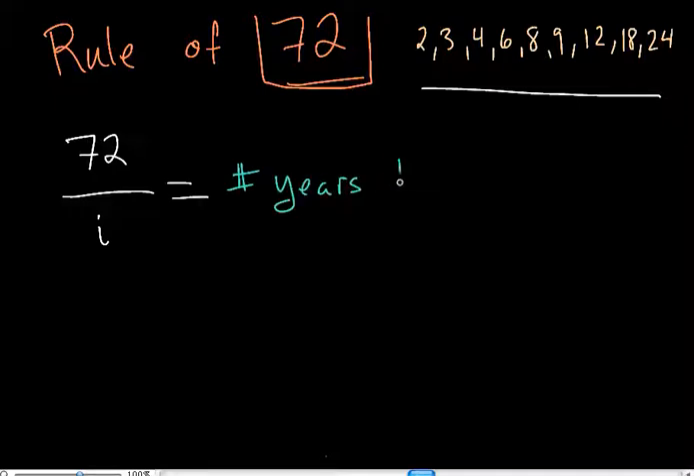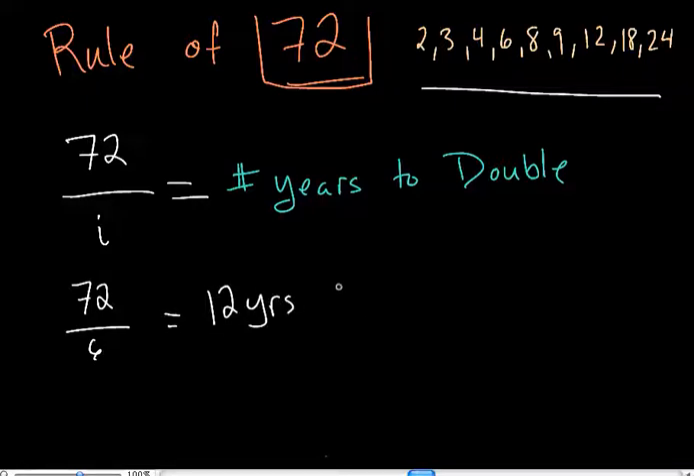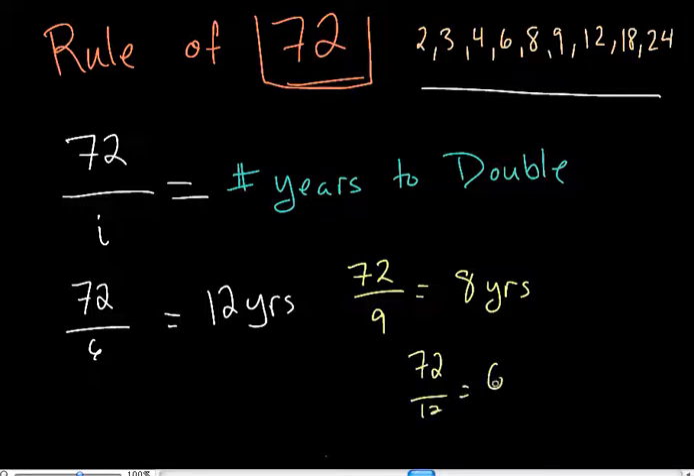So I'll call that number of years to double. All right? So for example, if I had an interest rate of 6%, so 72 divided by 6, it would take 12 years, right? And if I had an interest rate of, let's say, 9%, 72 divided by 9, we'd find out it would take 8 years to double. And also, if I had an interest rate of 12%, so 72 divided by 12, we would find it would take 6 years to double.